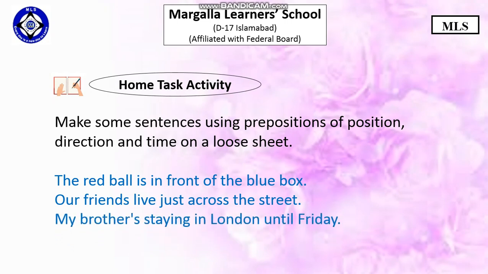My brother's staying in London until Friday. Here, until is the preposition of time. It is telling till which particular time the brother is going to stay in London, which is Friday. Similarly, make 5 sentences for each type of preposition on a loose sheet.